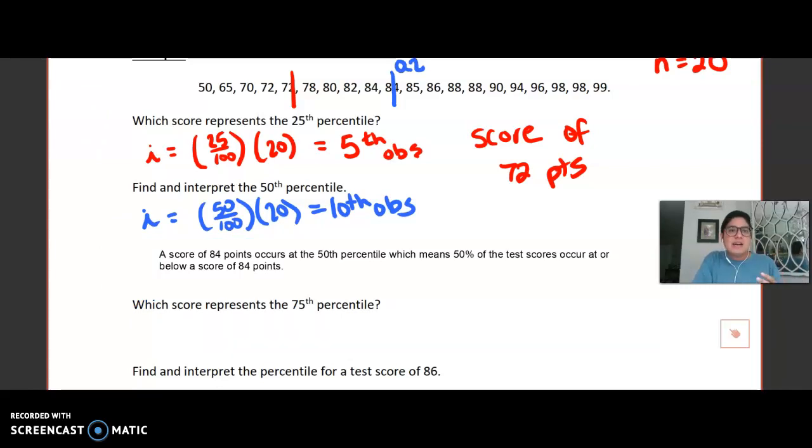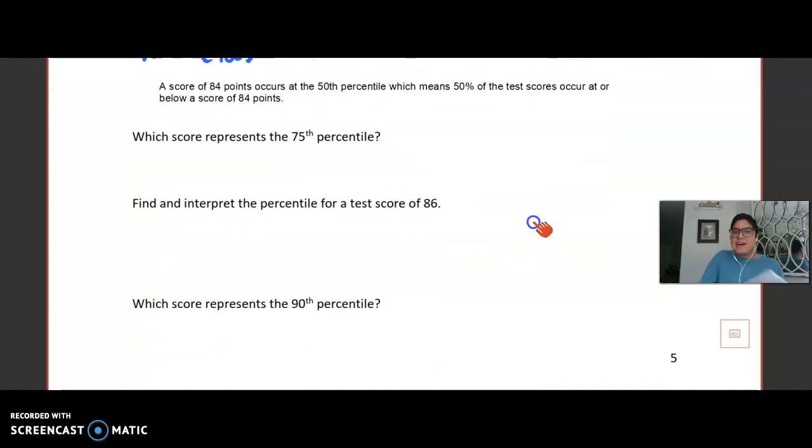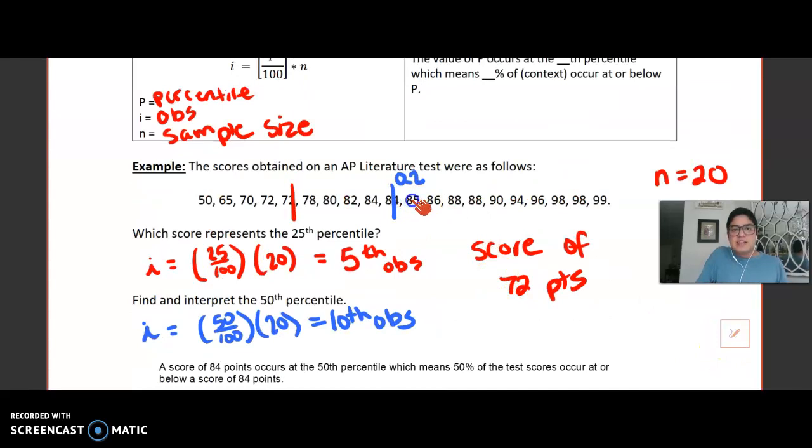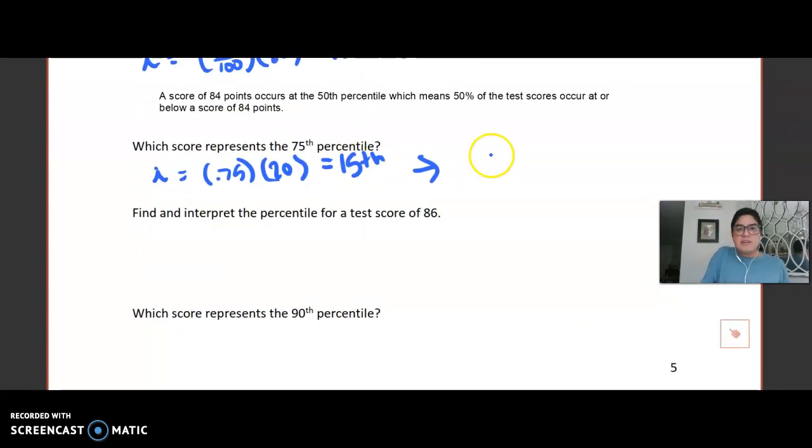Nothing too spicy here. Which score represents the 75th percentile? All right, 75 out of 100. That's going to be 0.75. So 0.75 times 20. I'm going to need the 15th observation. And so here, 10, 11, 12, 13, 14, 15, here we are. All right, so a score of 90 points is going to be the 75th percentile.